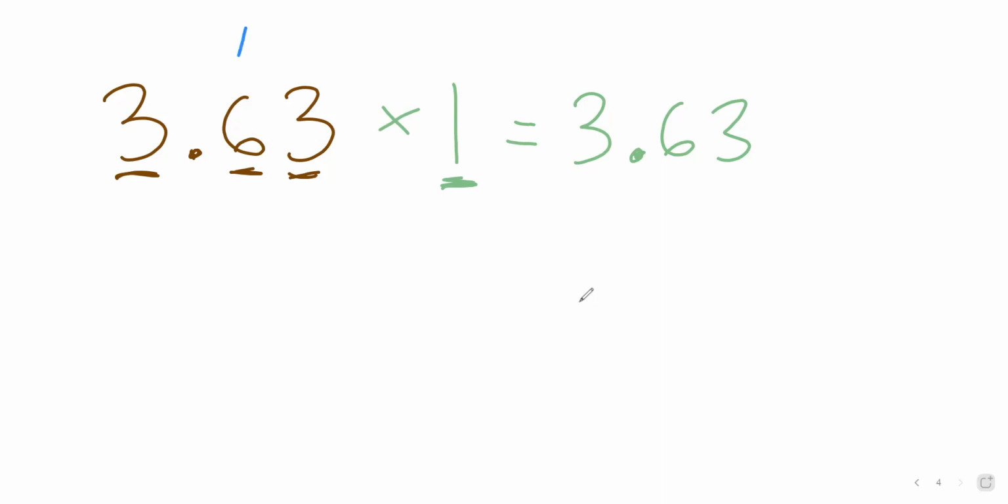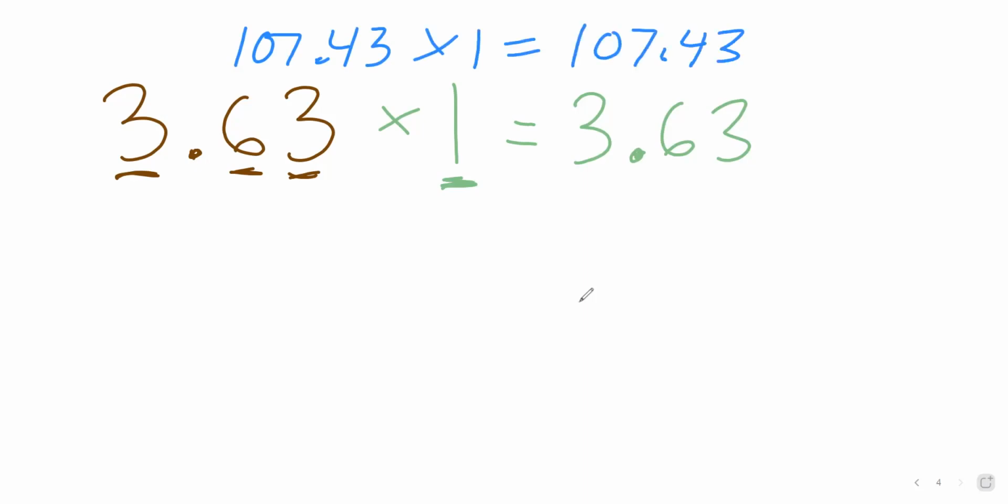And we could do it with anything, right? If I had 107 and 43 hundredths and I multiplied that by 1, guess what? I get 107 and 43 hundredths. So again, that identity property of multiplication is really helpful. And this comes in handy because 1 is the same thing as the ones place. So it's part of that base 10. So let's take that to the next stage.